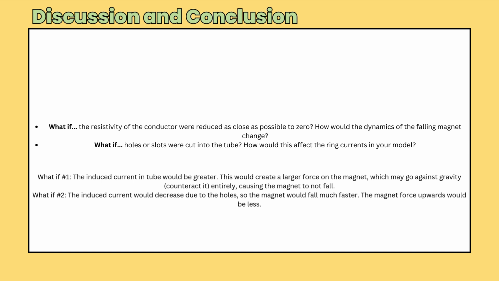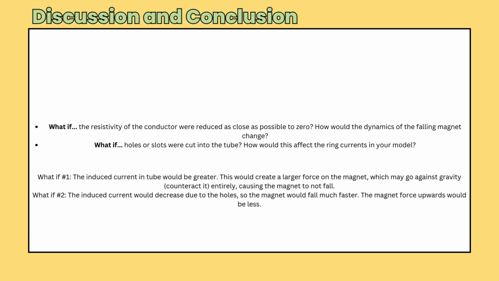All right, discussion and conclusion. What if the resistivity of the conductor were reduced as close as possible to zero? How would the dynamics of the falling magnet change? Essentially, if this were to happen, the induced current in the tube would be greater. It creates a larger force on the magnet, which goes against gravity entirely and counteracts it, which means that the magnet would not fall, so it would just stay in place.